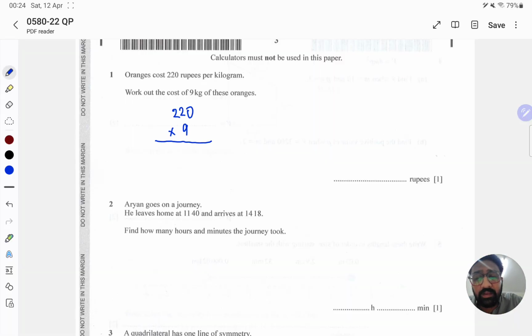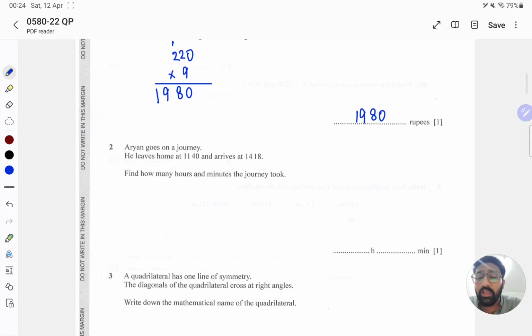That's a simple multiplication. 0, 18, 19. So basically it's 1980 rupees for the 9 kgs.